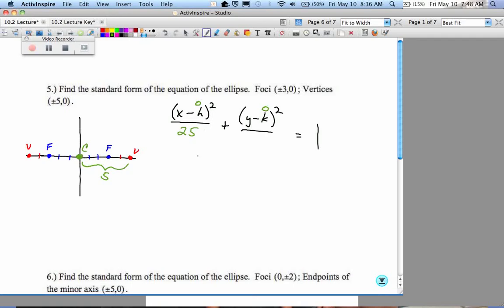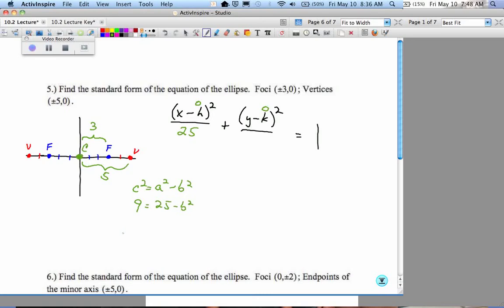How am I going to get the other denominator? Well, how far is it from the center to the focus? 3. Now, the formula is c squared equals a squared minus b squared. But c represents the distance from center to focus. So that's going to be a 9. The largest movement is along the major axis, so that goes there. So all we are solving for is b squared.